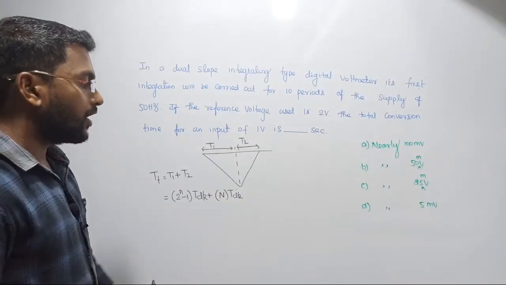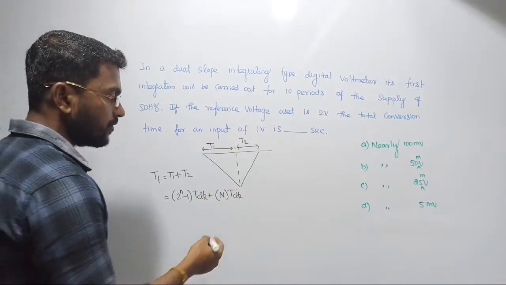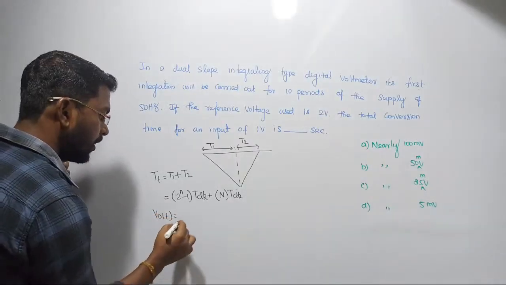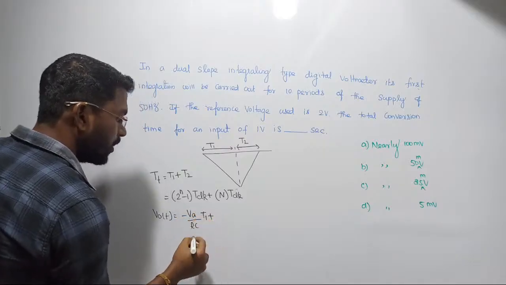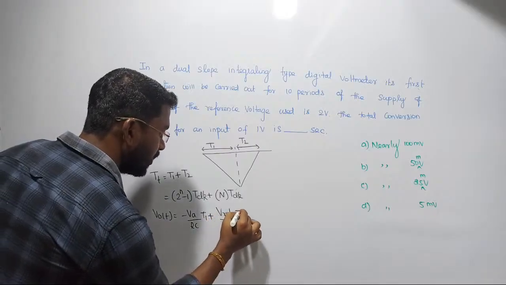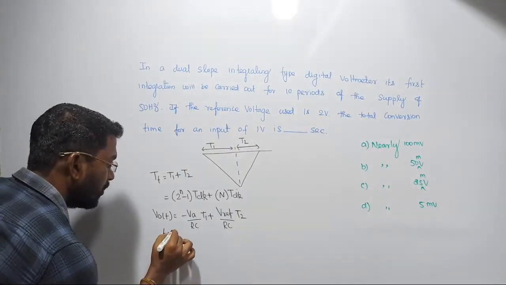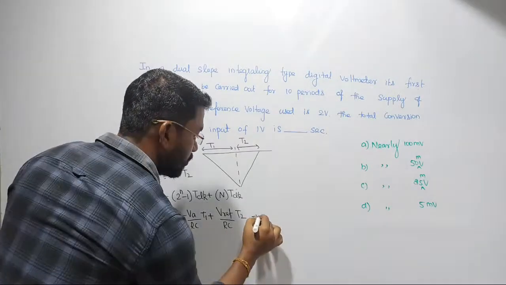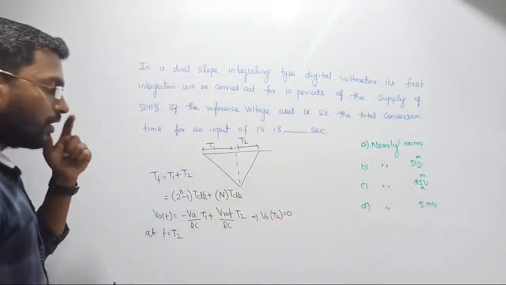For that we took the output voltage expression. We saw the output voltage V0 of t can be written as minus analog voltage divided by R into C into T1, plus reference voltage V reference divided by RC into T2. At t equal to T2, the net voltage will become 0, so I can equate it to 0. So V0 of T2 will be equal to 0 at t equal to T2.